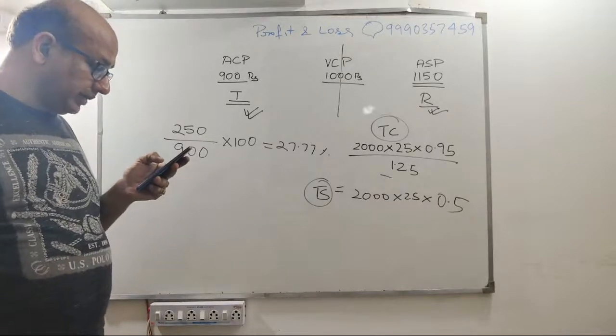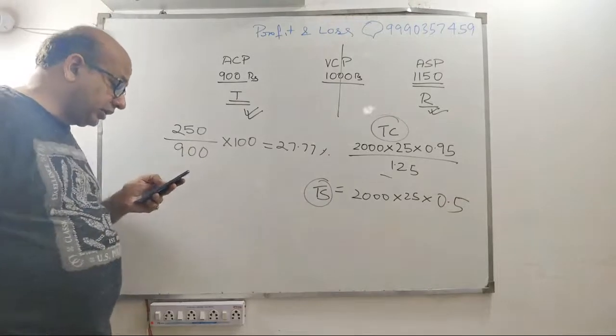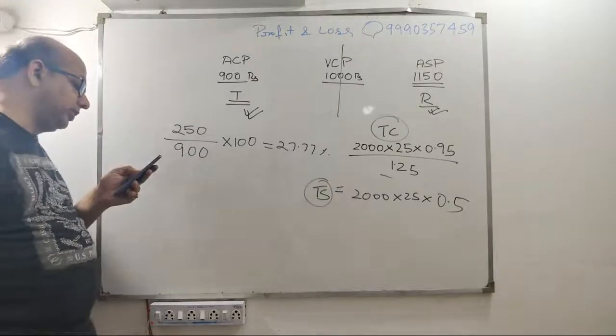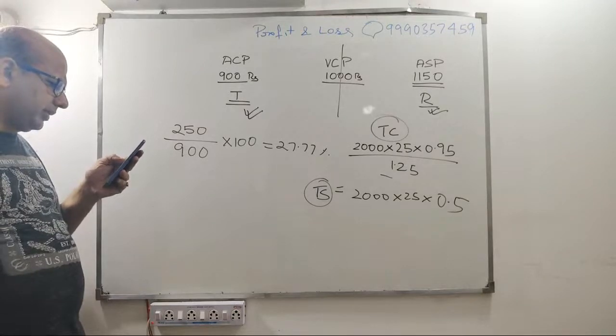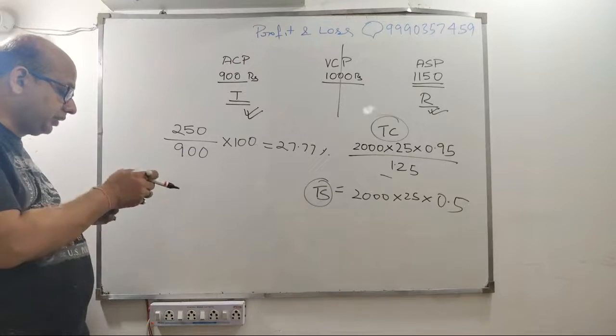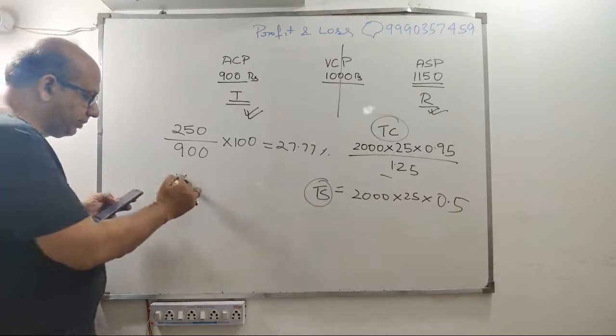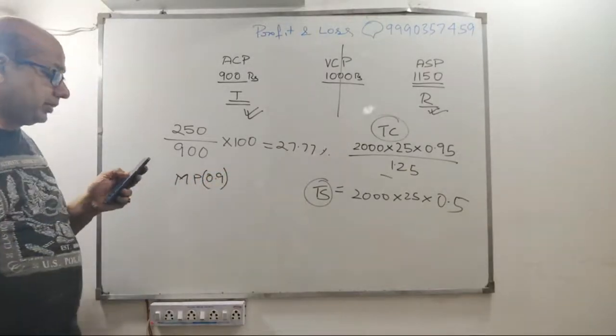क्वेश्चन नंबर 6. A product when sold with 10% rebate on the list price gave a profit of 70%. What was its cost price? Answer is cannot be determined. When sold with 10% rebate, 10% rebate का क्या मतलब होगा? MP into 0.9. ये हो गया 10% rebate.